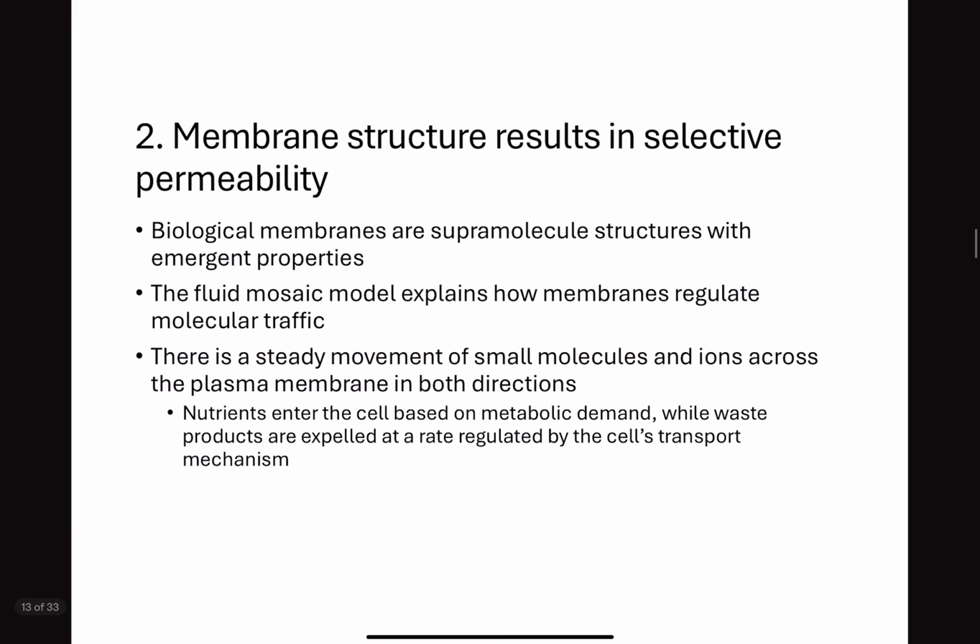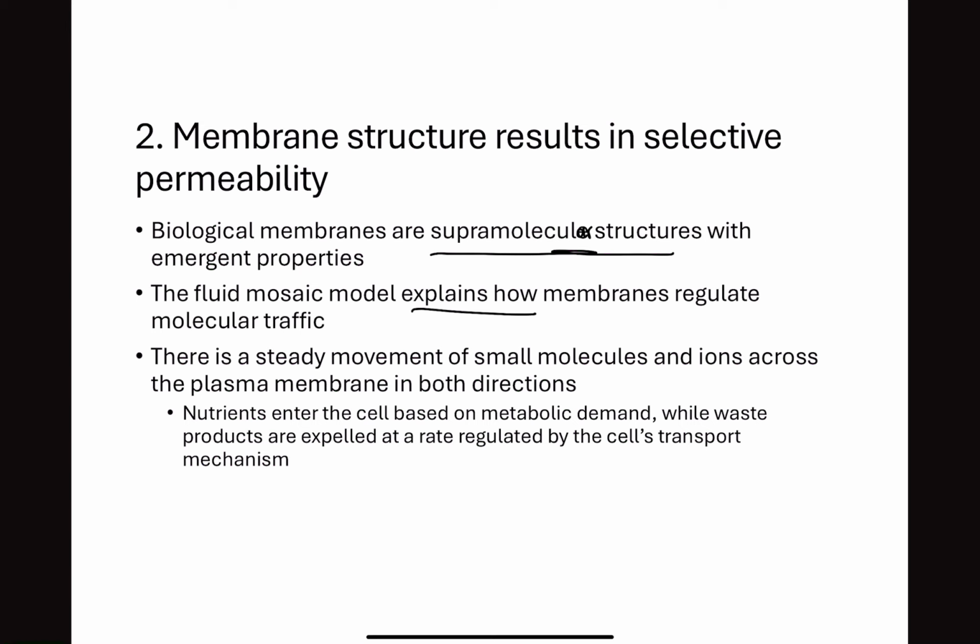So our membrane structure results in selective permeability. Our biological membranes provide an example of supramolecular structures, with many molecules being ordered into higher levels of organization. These supramolecular structures have emergent properties beyond those of individual molecules. And the fluid mosaic model helps explain how our membranes are able to regulate molecular traffic.